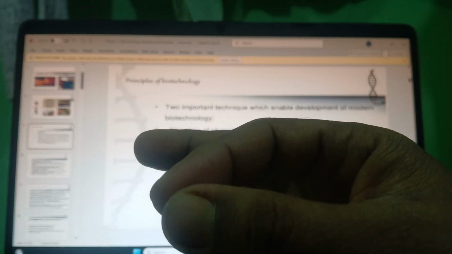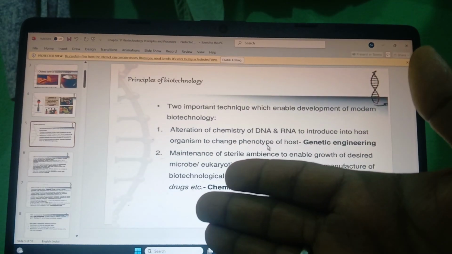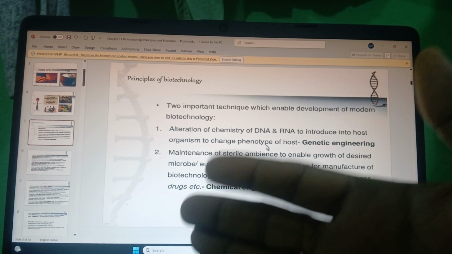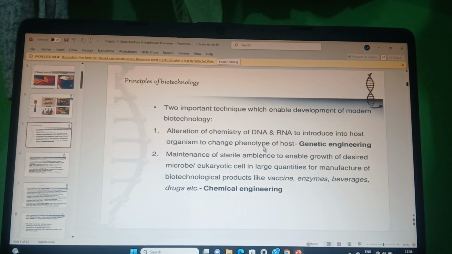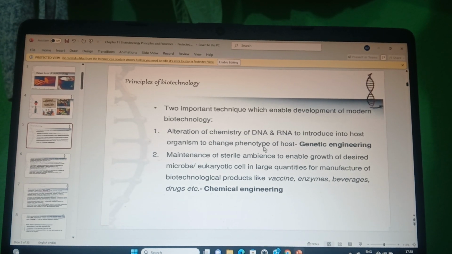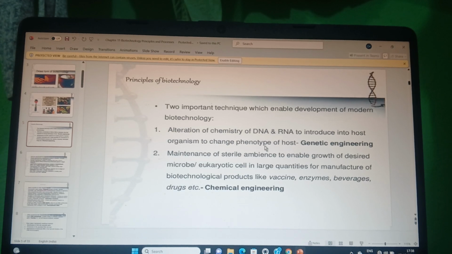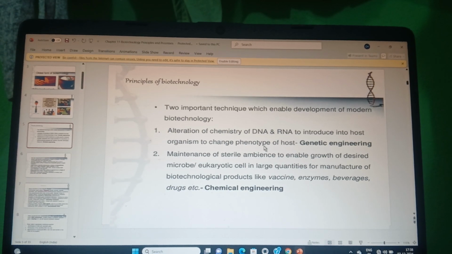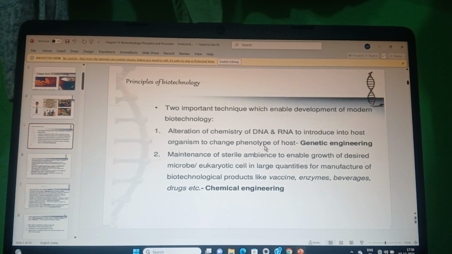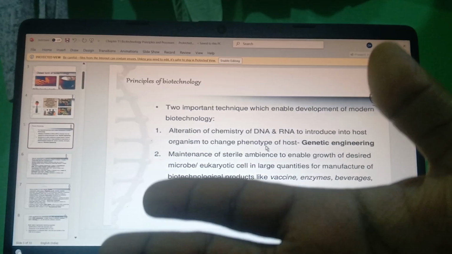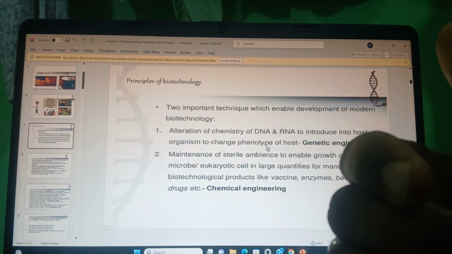When DNA is changed, the formation of RNA from DNA is known as transcription. The formation of protein from RNA is known as translation. Translation means first DNA to RNA is known as transcription, and RNA to formation of protein is known as translation.